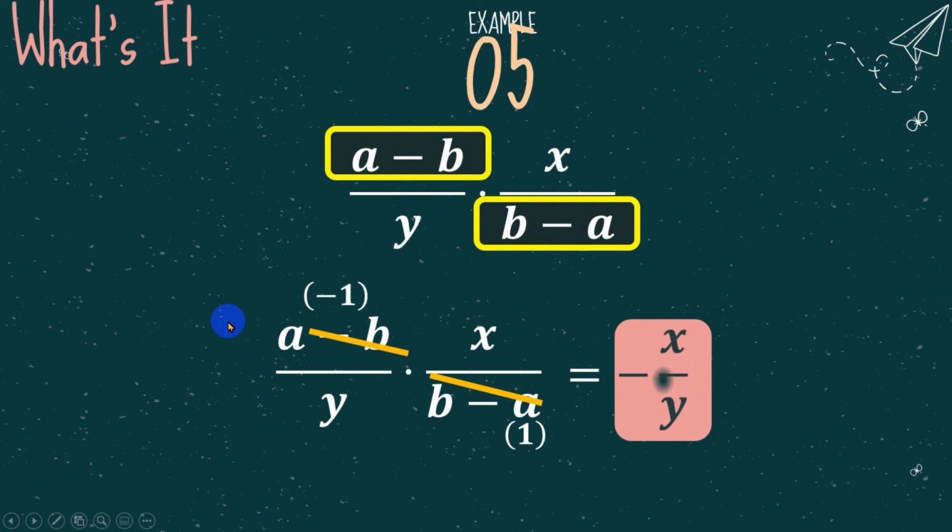Then, multiply na natin yung remaining factors, numerator by numerator. So, negative 1 times x is negative x, and then y times 1 is y. So, the final answer is negative x over y. This will be the last example for our multiplying rational algebraic expressions.